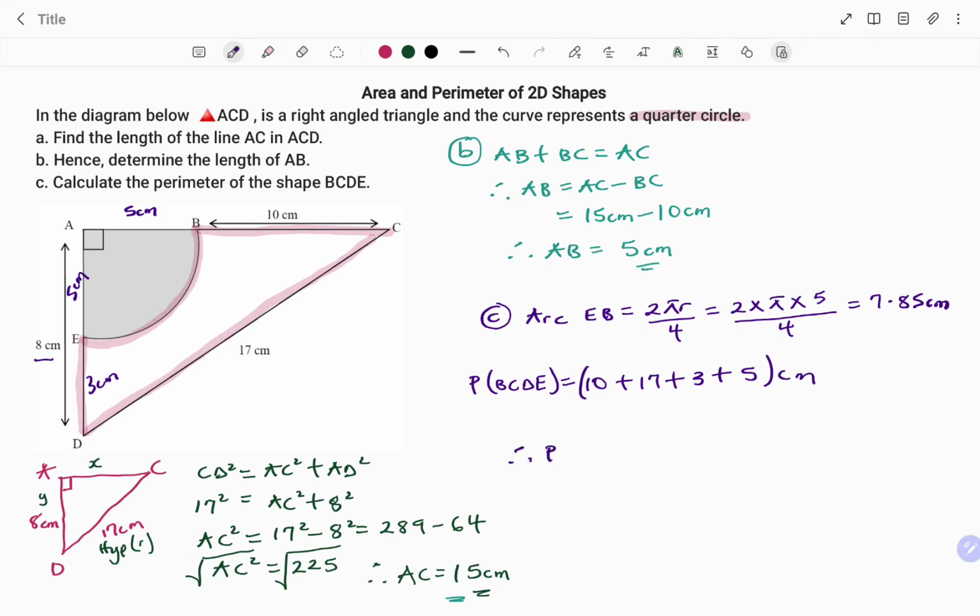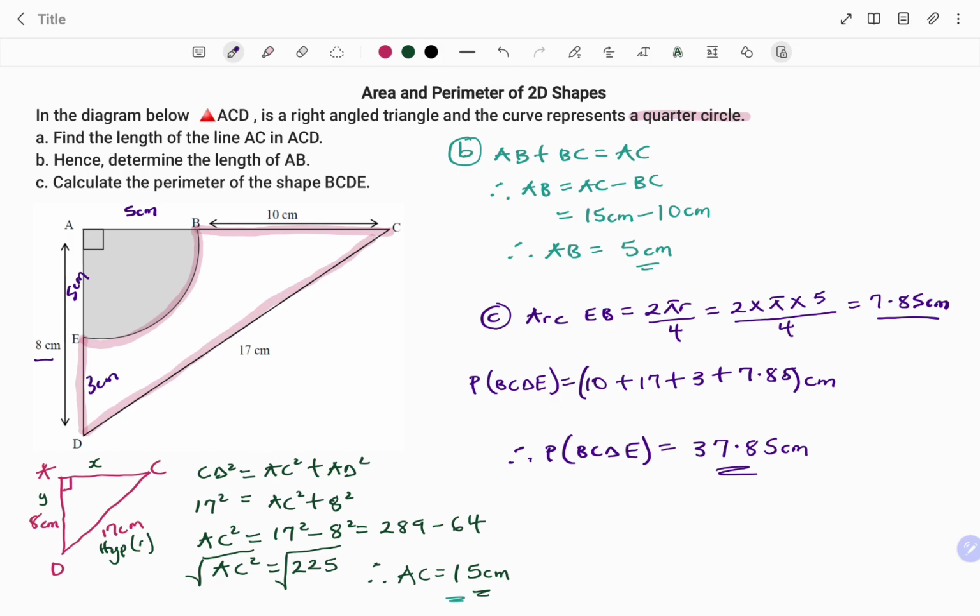Therefore, the perimeter of BCDE equals, if I add that together, before I do that, I'm going to correct the length of EB. I wrote that as 5, but I know that's 7.85. So putting that back in, I have 7.85. So total length will be 37.85 centimeters.